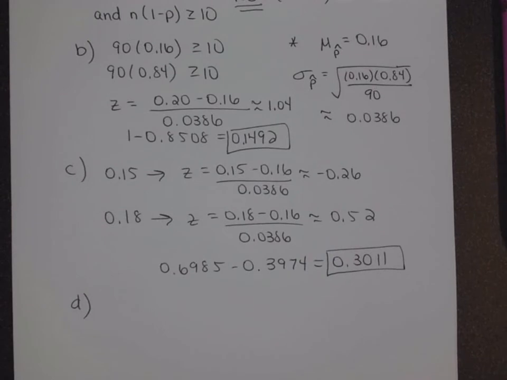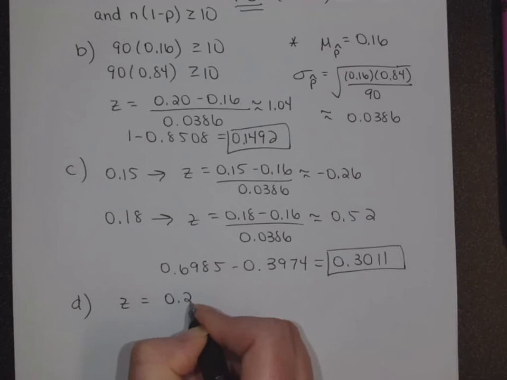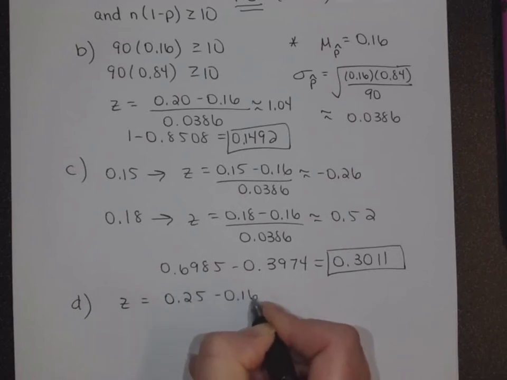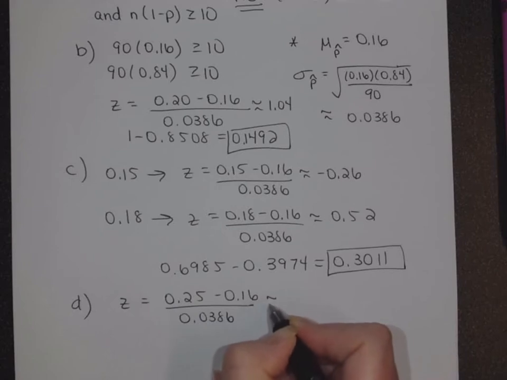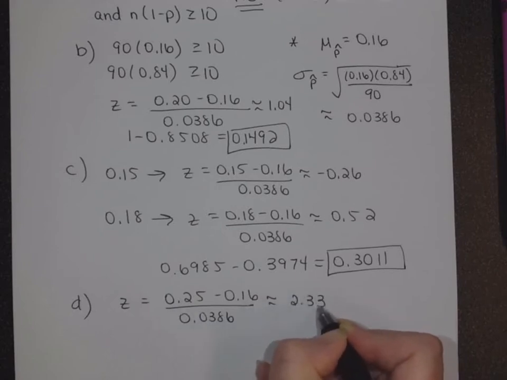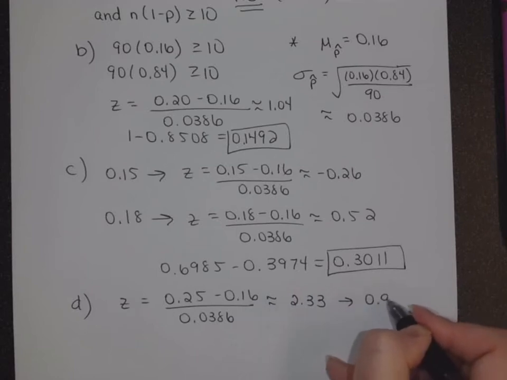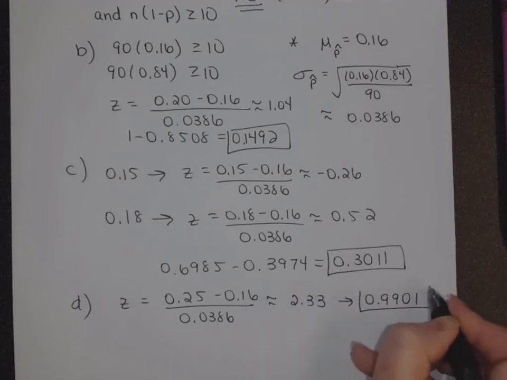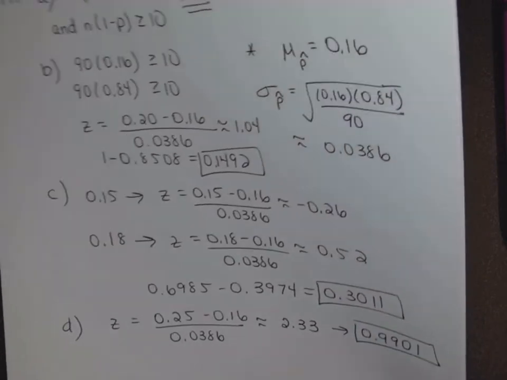All right, D, the probability that less than 25% of the sample. So this is the sample, right, which is a different question than part E. So let's find 0.25 minus the 0.16 over the 0.386. It is less than, so just read whatever you see on the chart. Okay, so we get 0.9901.